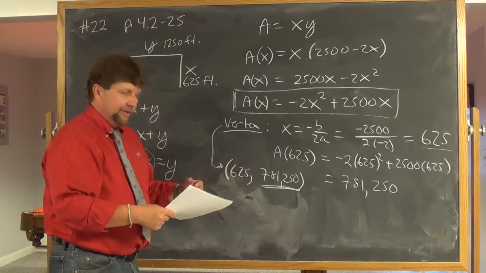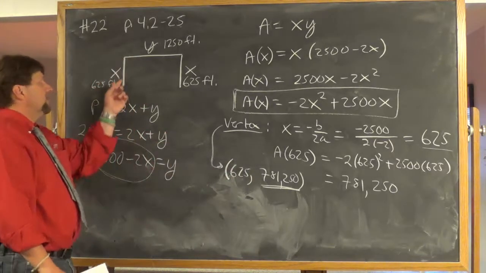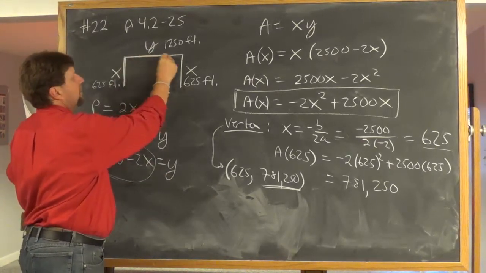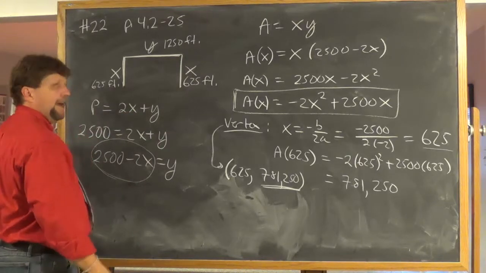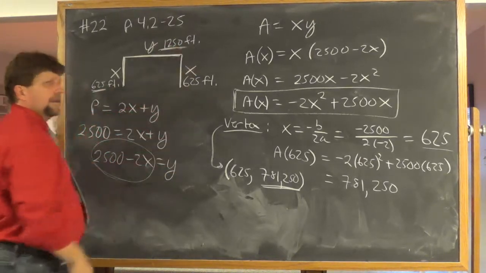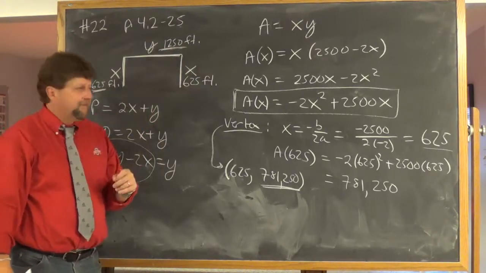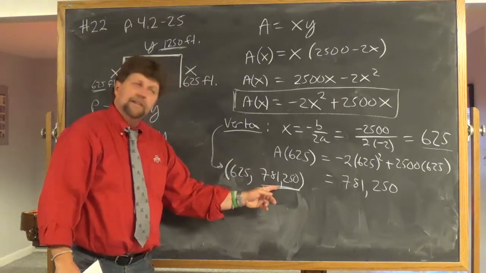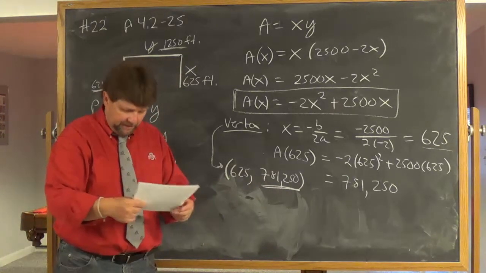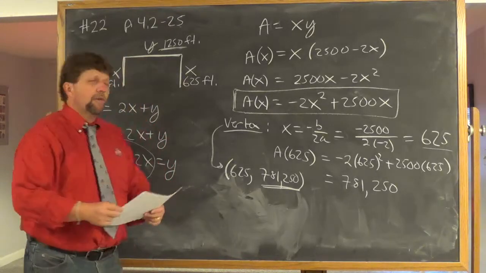So that's one way of doing it, and then you can always check your work. I mean, folks, you know one side is 625, this side is 1250. Area of a rectangle, length times width. So if you just go ahead and do 625 times 1250, you better get 781,250. If we don't get the same answer, something bad has happened here. But that's how you would do number 22.